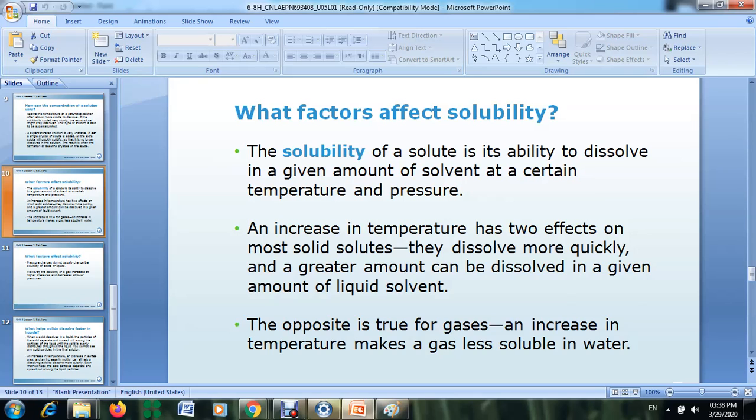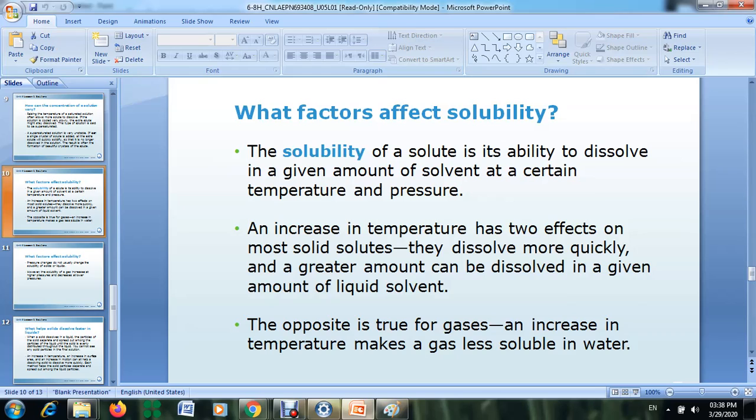To start our lesson, because we're talking about solubility, first I want to define what solubility means. The solubility of a solute is its ability to dissolve in a given amount of solvent at a certain temperature and pressure. If you have a solvent and you want to dissolve a solute inside it, the amount of solute that dissolves in this solvent is called what? The solubility. For sure it should be at a certain temperature and pressure.